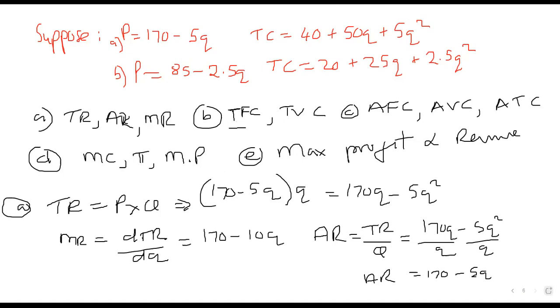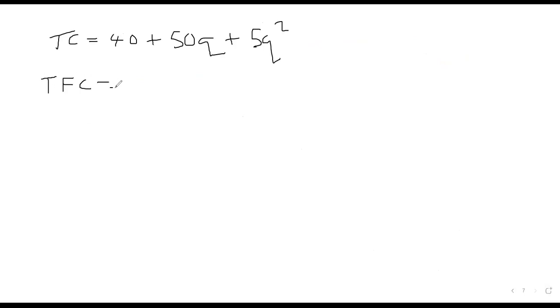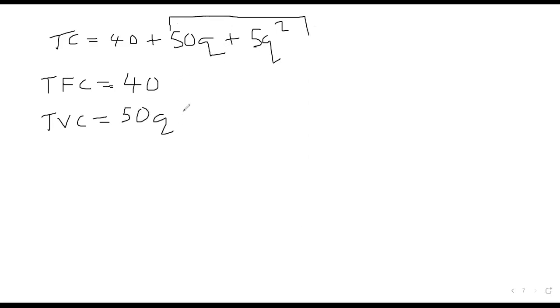Let's go to our total fixed costs. So we already have our function for total cost as 40 plus 50q plus 5q squared. So our total fixed cost is simply the constant part of this. Which one is the total fixed cost? 40, without a letter. Our total variable cost is the part with a letter, which is what? 50q plus 5q squared.